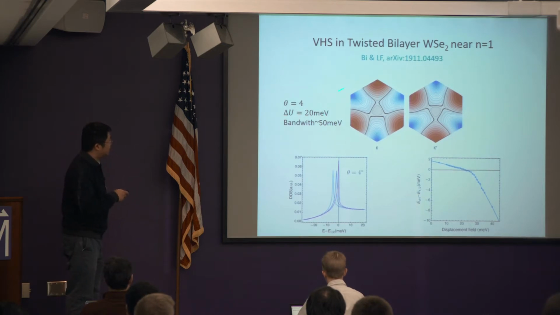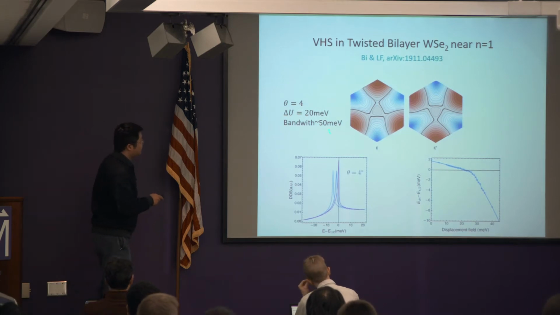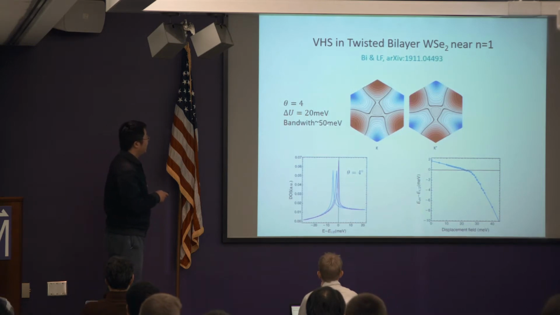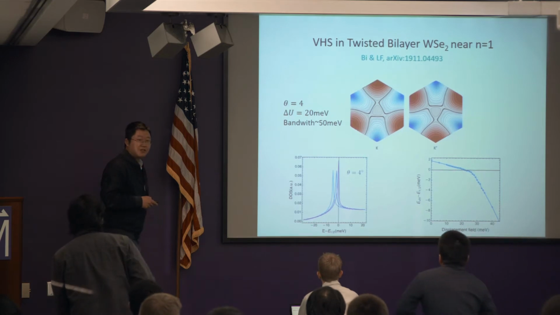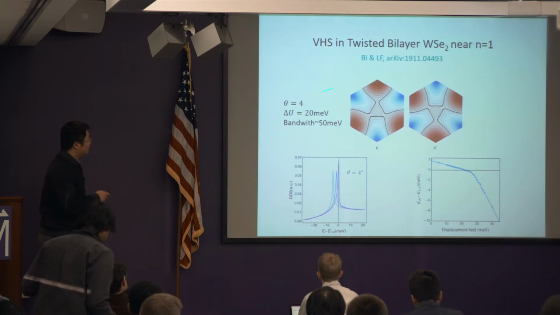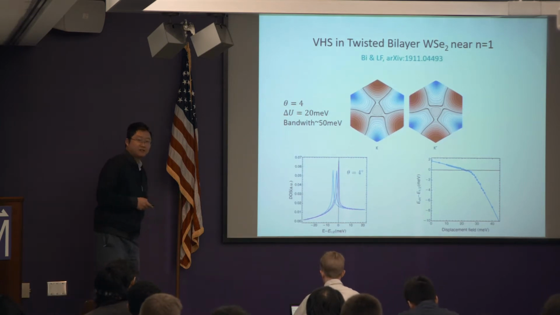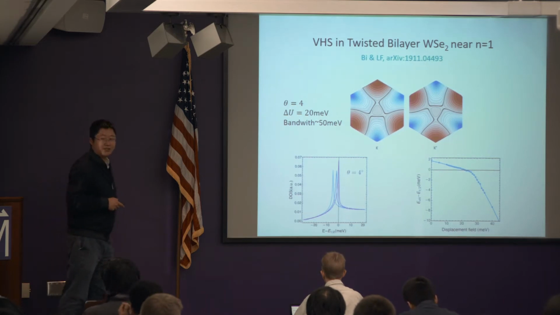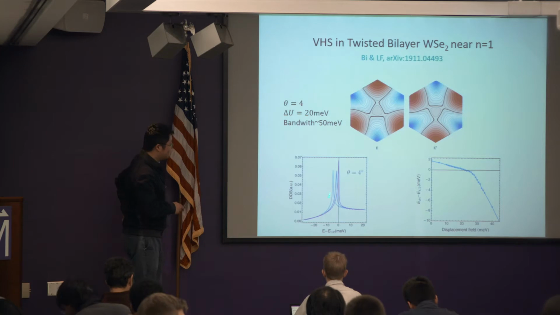according to our band structure calculations, using the continuum model developed by McDonald's group, this is the Fermi surface right at filling n equal 1 for the twist angle of 4 degrees. The system has a bandwidth of about 60 milli-electron volt, which is even larger than the interaction strength. So we think that the system is far from the completely flat band limit, that the band dispersion, the energy dispersion, still are important. And you can see that the Fermi surface is actually very close to a Van Hove singularity with a divergent density of states.